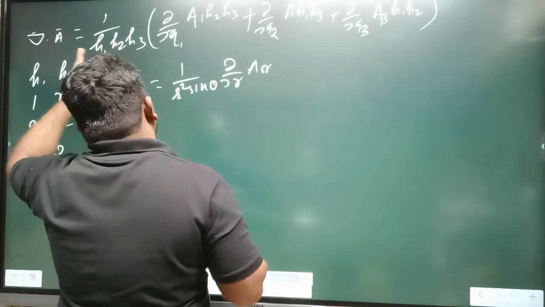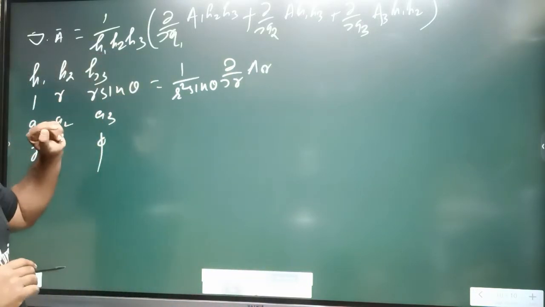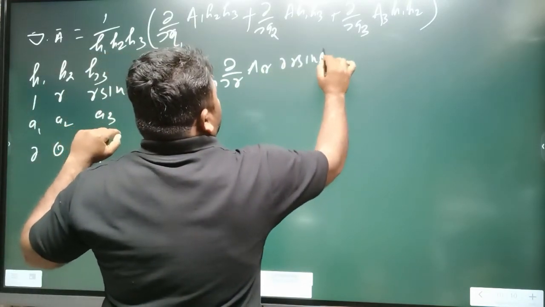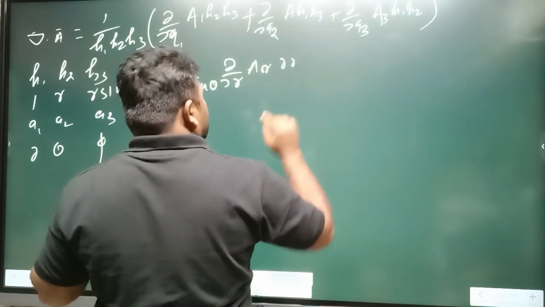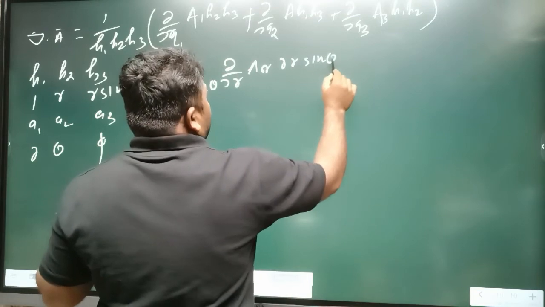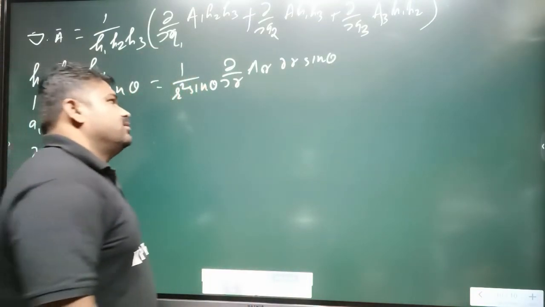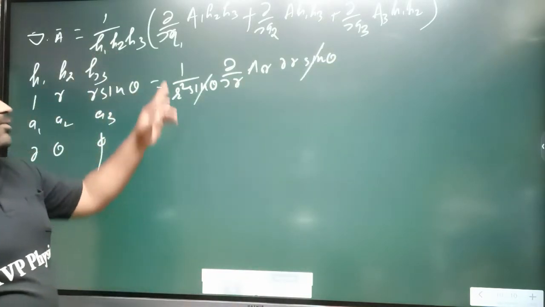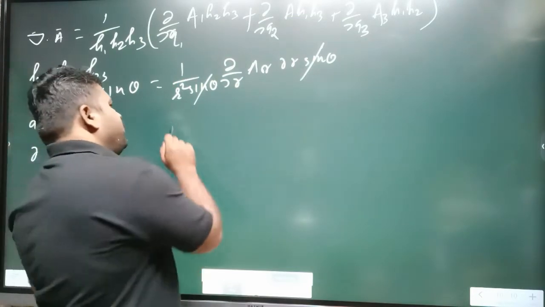And what is the h2 h3? h2 h3 is r into r sin theta, r square sin theta. But sin theta is not a function of R, so we can take sin theta common out and it gets cancelled. We are getting 1 upon r square, del upon del r. Okay. A bar is any vector.